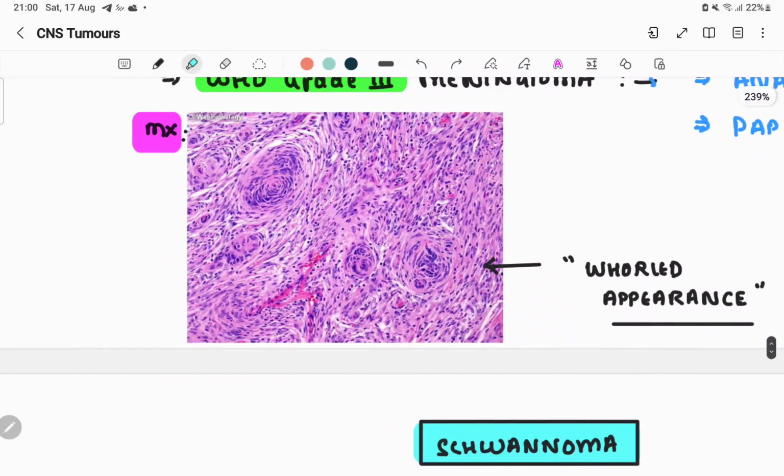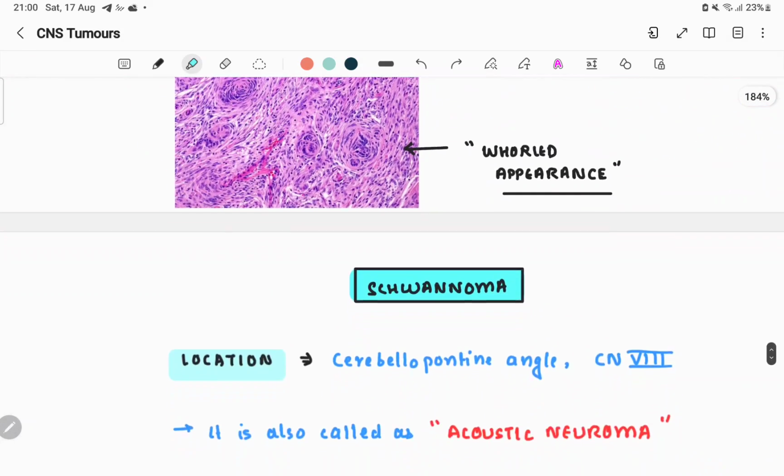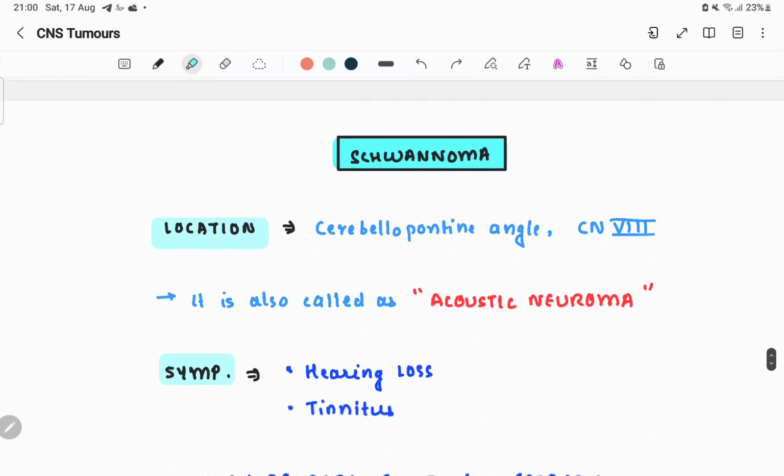Understood? So look at the microscopy. It has a whorled appearance. You can see the psammoma bodies present over here, right? Psammoma bodies are a result of dystrophic calcification.